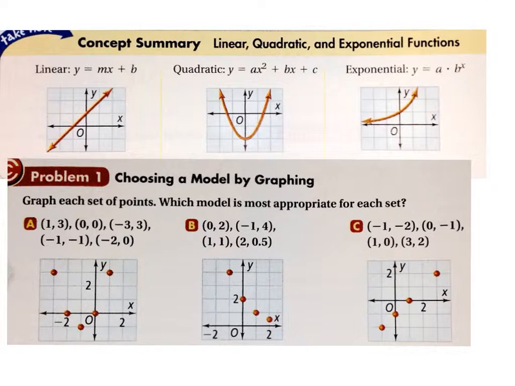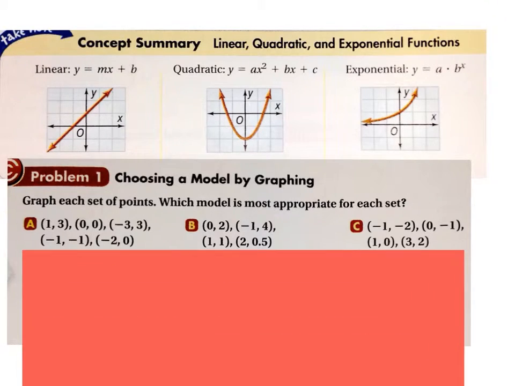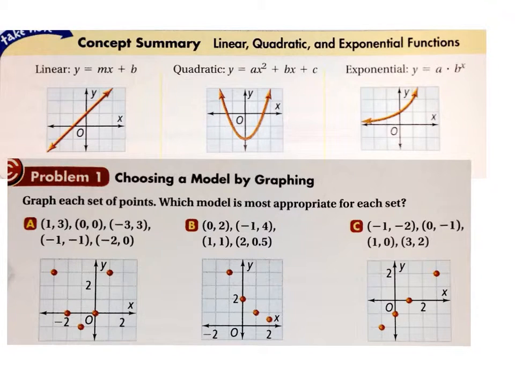So if we look at choosing a model by graphing, ideally we would graph these points ourselves. But they've already graphed them for us, so all we really have to do is look at the graph and figure out. But let's say that they did not give us the graph and they just gave us the point set. If that were the case, you would put it on a graph and then look at the graph. But since they already gave us a graph, we'll just look at it. And if we connected these, what we could see is an obvious U shape. So this one is going to be quadratic.